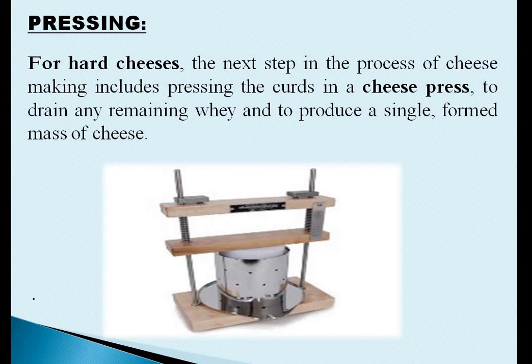Next is the pressing. For hard cheeses, the next step in the process of cheese making includes pressing the curds in a cheese press to drain any remaining whey and to produce a single formed mass of cheese. A mass of cheese means a big block, you see? So like that, it is a hard one.